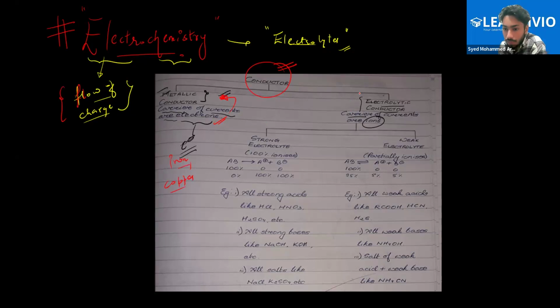Now, if I'm talking about electrolytic conductors, then the carrier would be ions. Fine. Now there are two types of electrolytes. One is the weak electrolyte, and the other is the strong electrolyte. The strong electrolytes are those that ionize 100%. For example, HCl. If I dissolve HCl in water, it will ionize 100%.